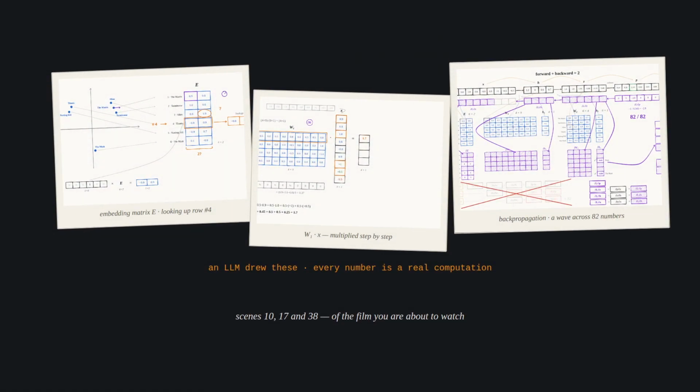A model drew these frames for this video. That's a real embedding matrix with a row being pulled out. That's a matrix times a vector, every single product on screen. And that's the error running backwards through all 82 numbers. Every number there is a real computation.